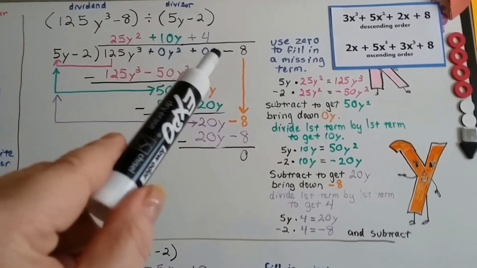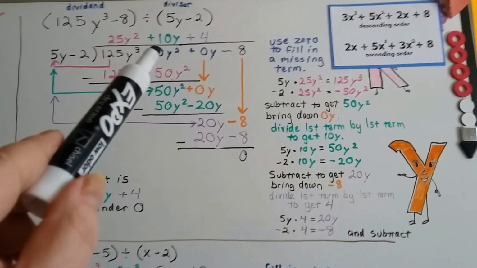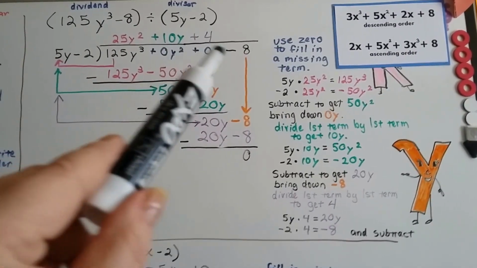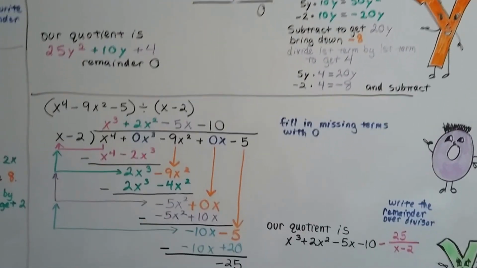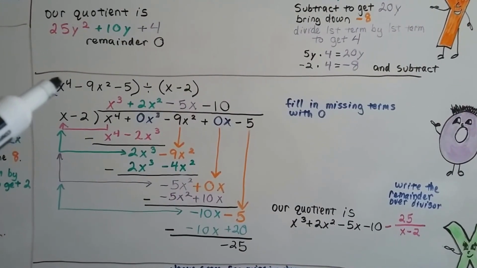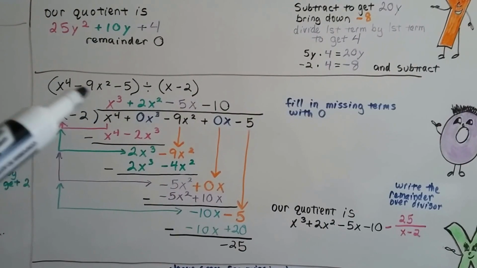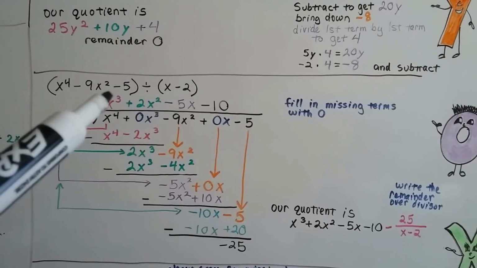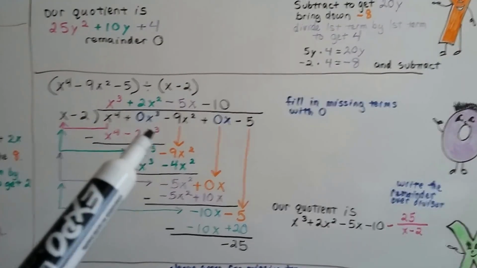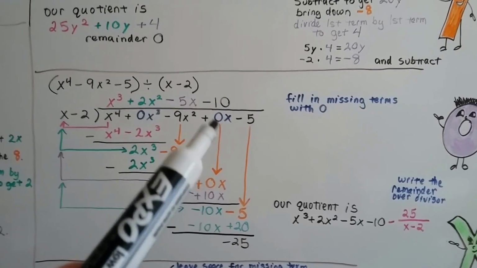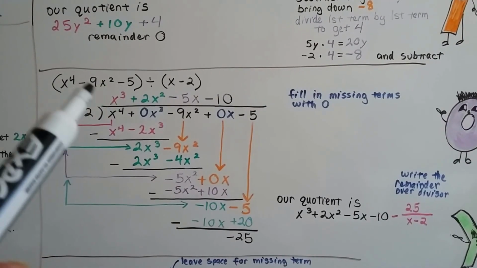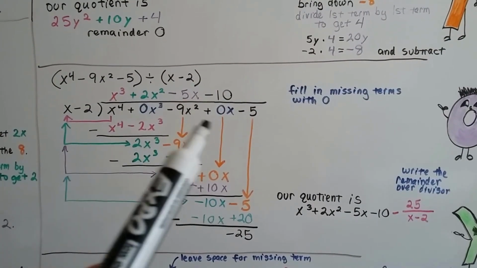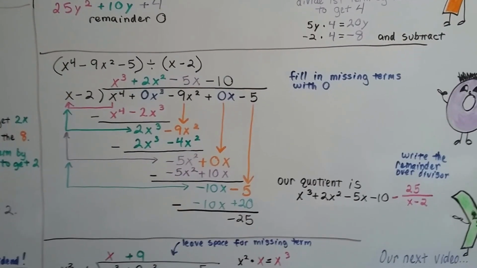So just remember, if you're missing any terms, you can just fill them in with a 0 as the coefficient and that variable, okay? It really helps. All right, so we're going to do it again. We've got x to the 4th minus 9x squared, but there's no x to the 3rd, is there? There's no x to the 1st. So we're going to fill in a 0x to the 3rd and a 0x in between here where they should have been, okay?